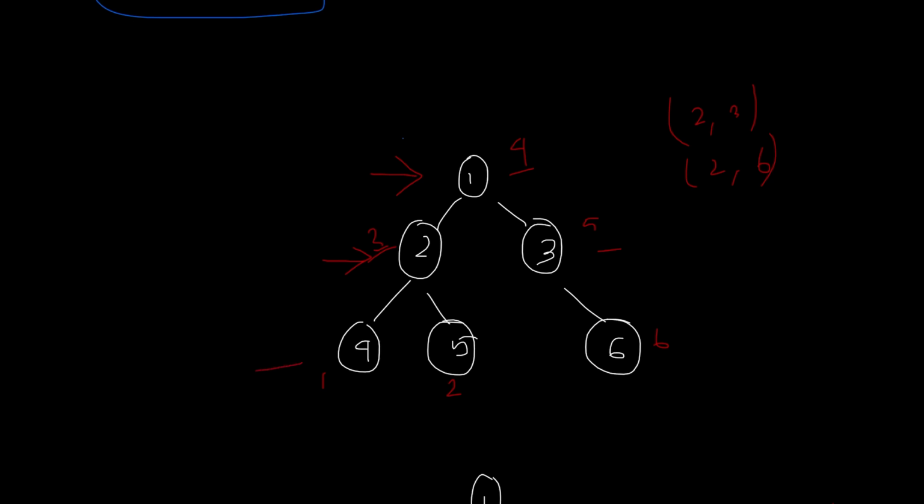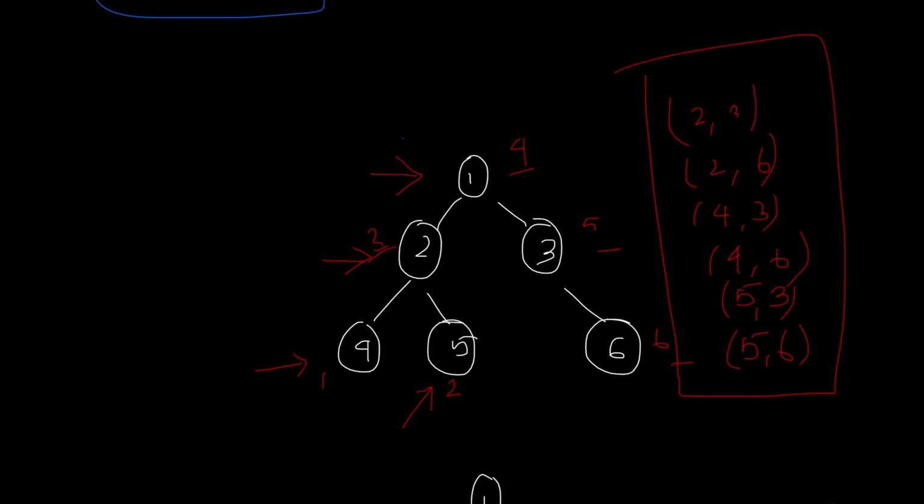Then with 4, we have 4 comma 3 and 4 comma 6, because both of their LCAs are 1, and you can check with the values. 1 is less than 4, which is less than 5, and 1 is less than 4, which is less than 6. Now what are the other possible things? With 5, we have 5 comma 3 and 5 comma 6. I hope you now know the reasons. So in total, we got 6 pairs.